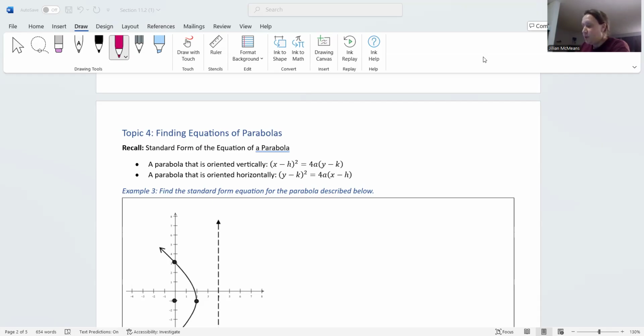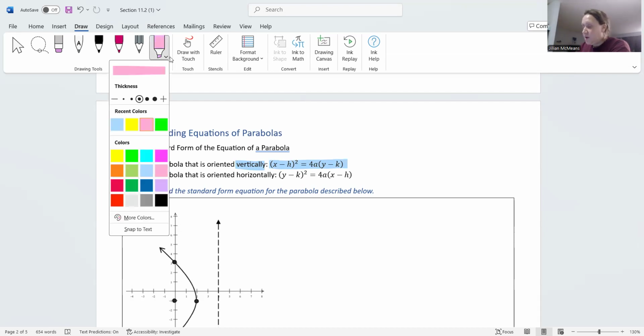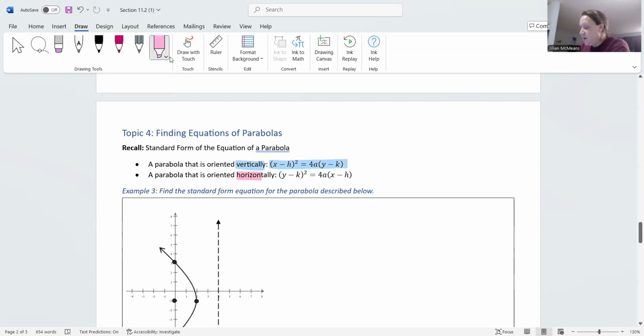So it is worth reminding yourselves of what standard form of these equations look like. When you're dealing with a parabola that is oriented vertically, we have this equation. It's going to have x minus something squared. And then when we are dealing with a parabola that is oriented horizontally, we're going to have y minus something squared. Okay? Whoops, I just got really aggressive over here. Keep that in mind. Vertically opens up and down, we're going to have x squared. Horizontally opens left to right, we're going to have y squared.